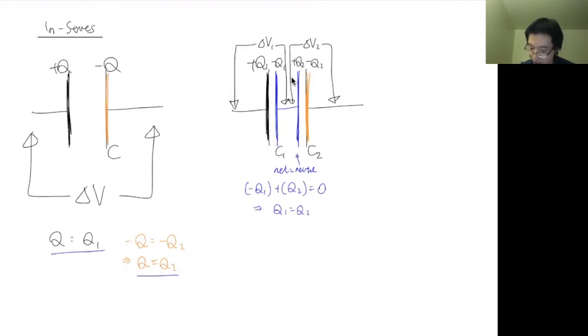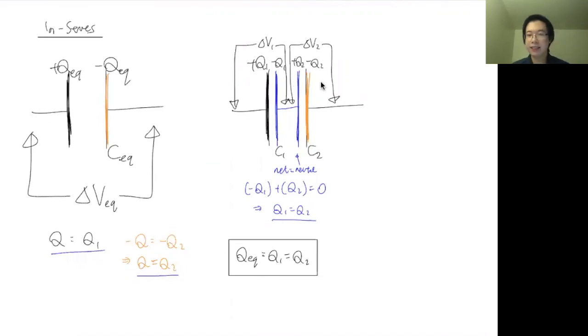If you combine all of these together, let's just put in one big box. What do we learn? We learn Q equivalent, because that's what I'm going to want to derive, so Q equivalent is Q equals Q1 equals Q2. Does that make sense? So hopefully that matches up. The blue part tells you Q1 equals Q2. The black part tells you Q equivalent equals Q1. The orange part tells you negative Q equivalent equals negative Q2. And they all put together.